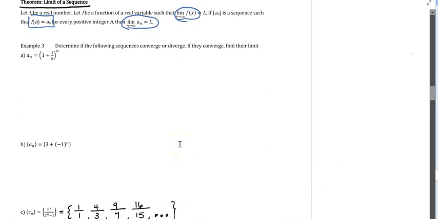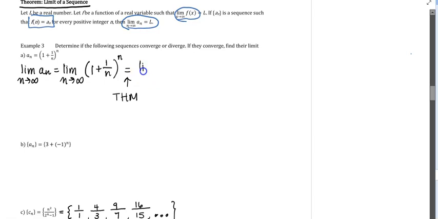So let's go back and look at example 3. We're looking for the limit as n approaches infinity of a sub n. I want to know what happens to the expression 1 plus 1 over n raised to the nth power as n gets very large. The theorem tells me that I can switch this to thinking about what happens to the function 1 plus 1 over x all raised to the x power as x gets very large.